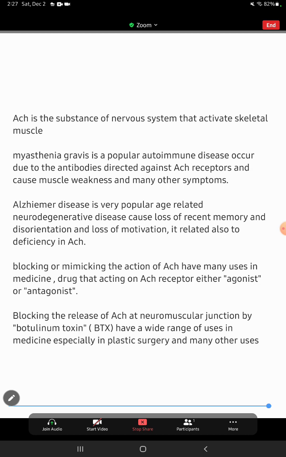Blocking or mimicking the action of ACH has many uses in medicine. Drugs act on ACH receptors as either agonists or antagonists. Blocking the release of ACH at the neuromuscular junction is done by botulinum toxin. Botulinum toxin, BTX for short, has a wide range of uses in medicine, especially in plastic surgery and many others.